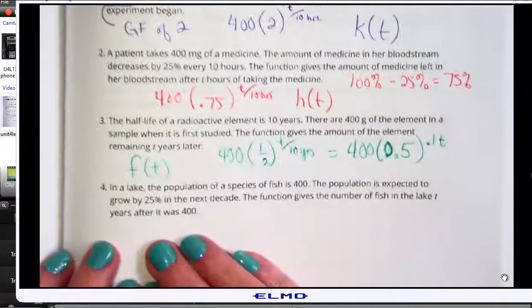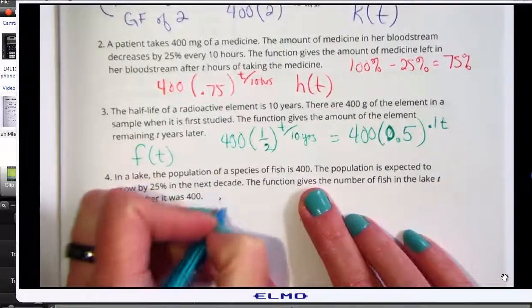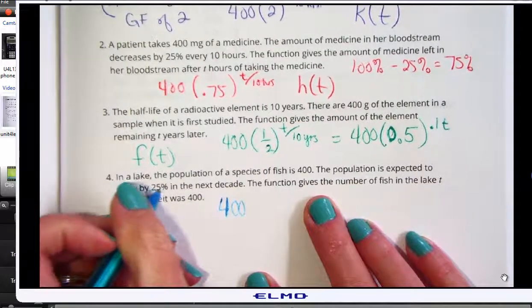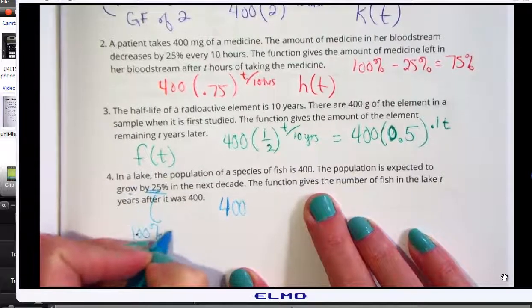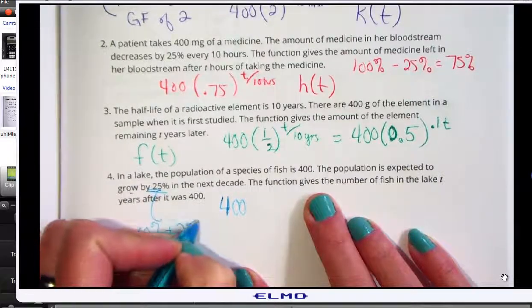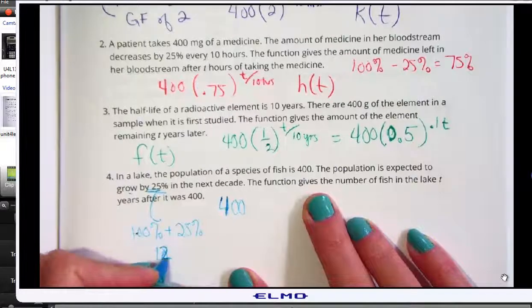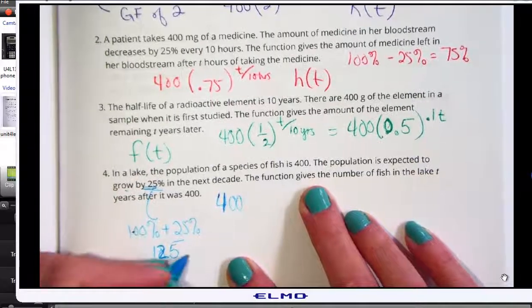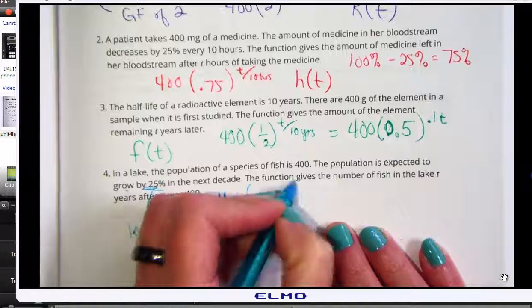Pretty cool. In a lake, the population of a species of fish starts at 400. The population is expected to grow by 25%. That means we're keeping the full 100% and we are adding 25% to it. That's 125%. Turning that to a decimal for a multiplier, we have a 1.25 multiplier.